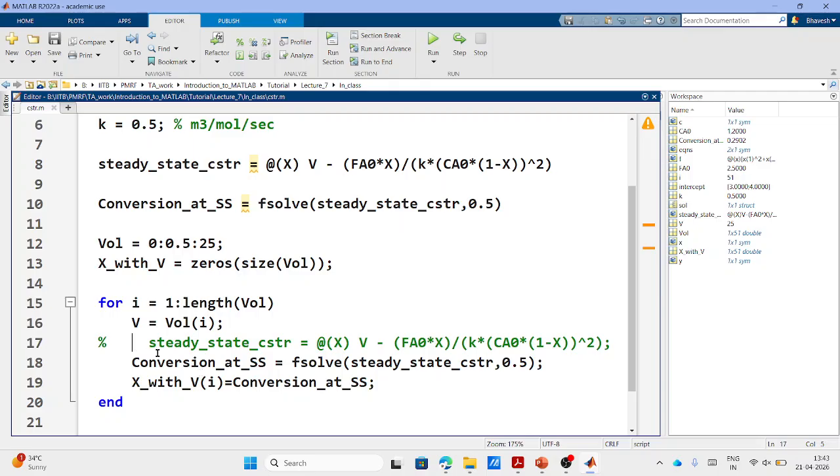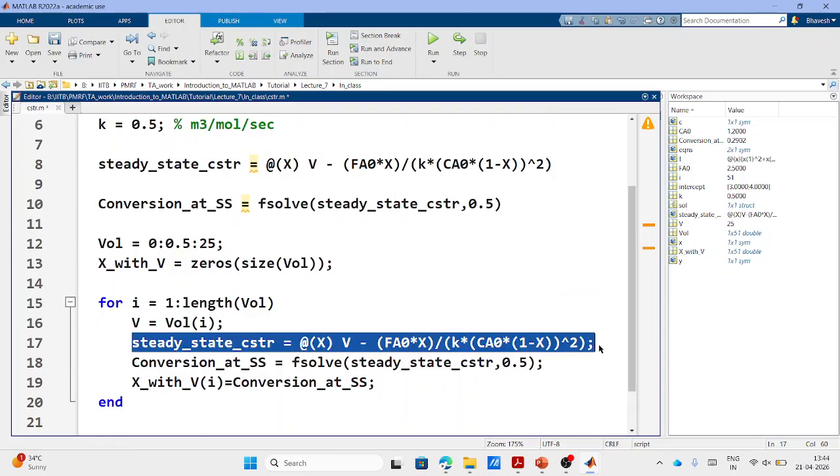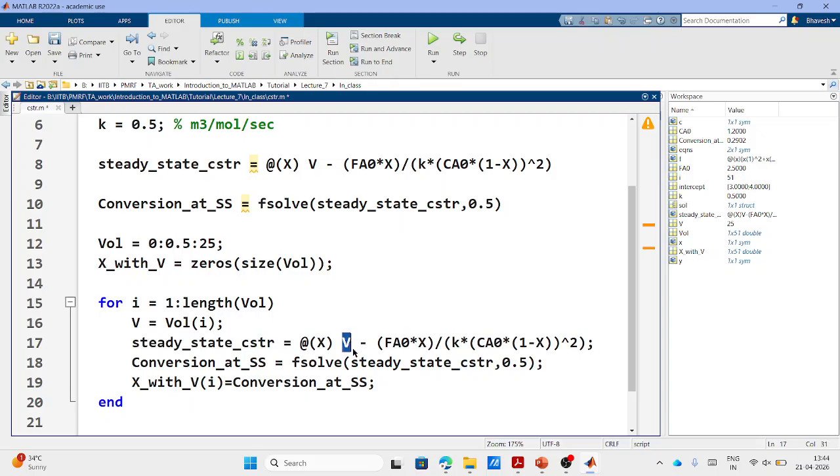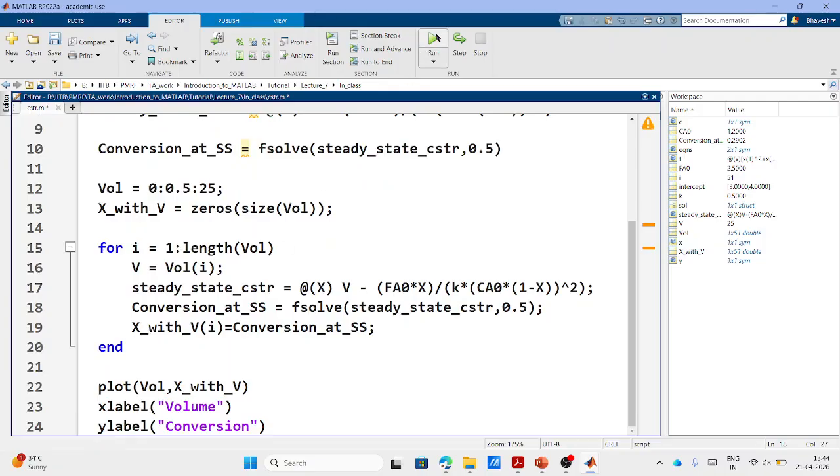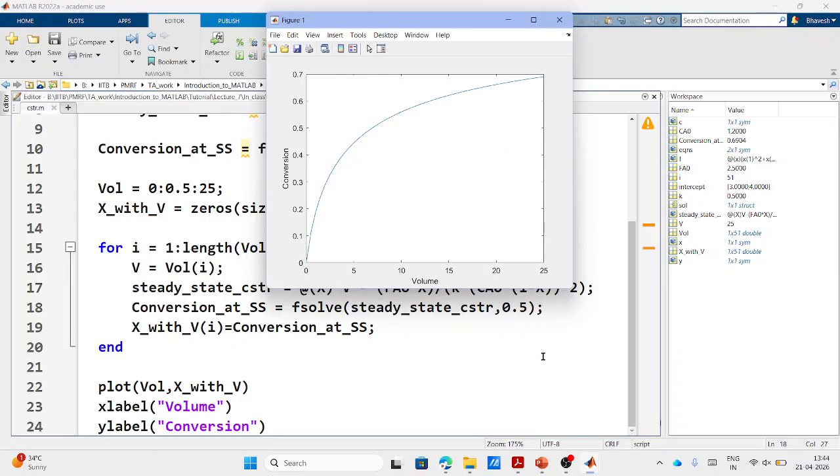So when I'm updating the volume value, I have to redefine my CSTR steady state equation. After updating the volume value, I am again rewriting the steady state CSTR equation. Okay, so it will update the CSTR equation based on the value of V, right? And then I'm using fsolve to find the steady state concentration, and then storing it. And when I do that and plot it, this is how you will get a solution: with increase in the volume, your conversion is increasing.